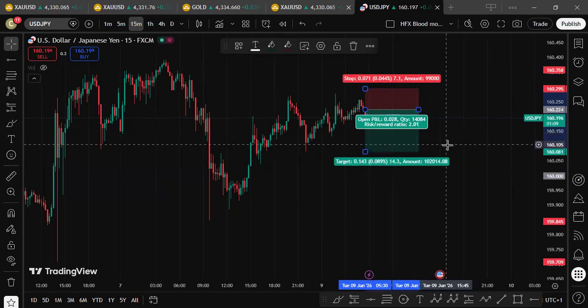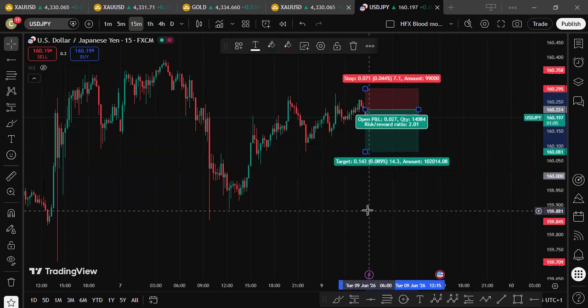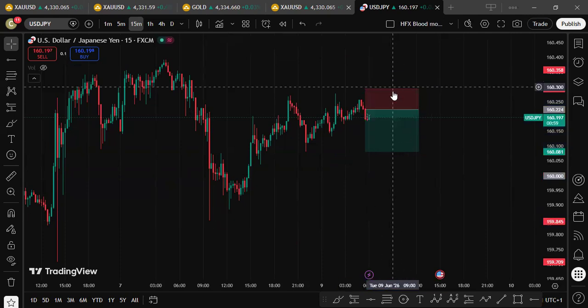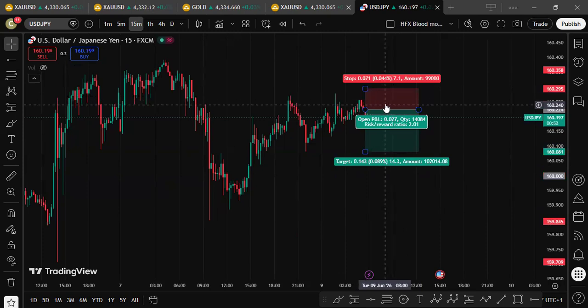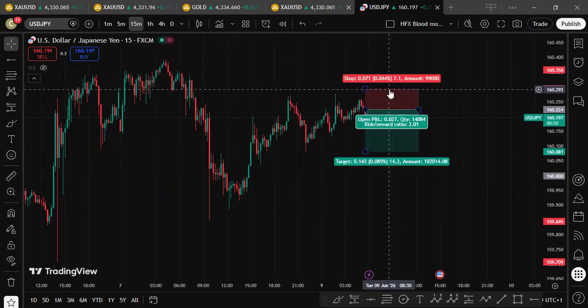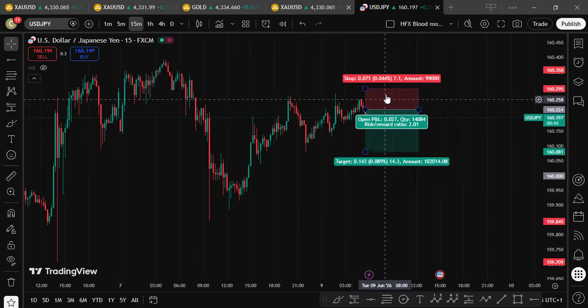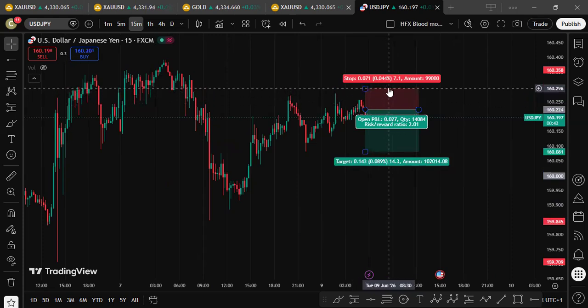Whatever you're risking, you are aiming to make two times of it. So let's say you have a $100 account, you only want to risk $5, and this is 7 pips. If, for instance, one lot on USDJPY gives you $7, I think that's what it is. One standard lot on USDJPY would actually give you $7.